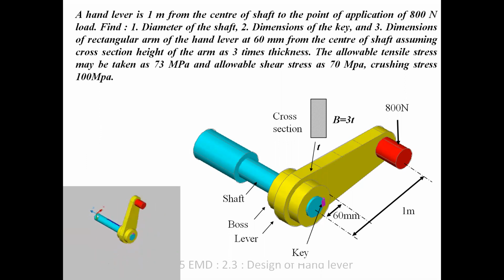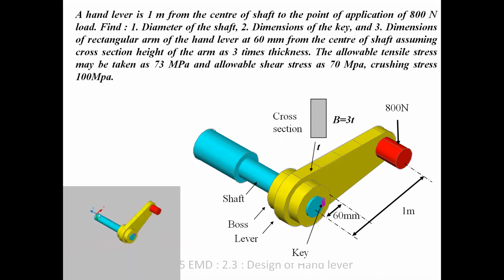A hand lever is 1 meter from the center of the shaft to the point of application of 800 Newton load. So you will find in the figure that there is an 800 Newton load which is applied at 1 meter from the axis of the shaft. Find the diameter of the shaft, dimensions of the key, and dimensions of the rectangular arm of the hand lever at 60 mm from the center of the shaft, assuming the cross section height of the arm as 3 times the thickness.